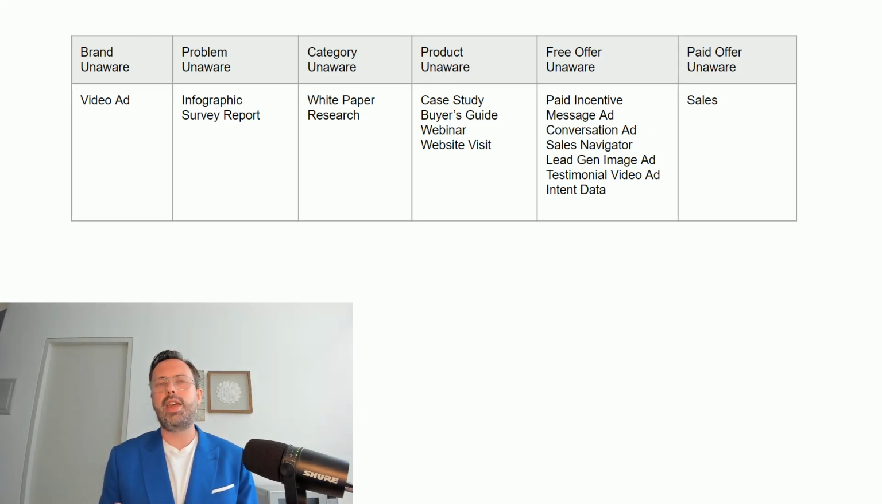We have case studies proving that this is an effective method. A lot of people are resistant to it. They're like, why would you pay for a meeting? It's stupid. But we know that it does accelerate pipeline velocity.